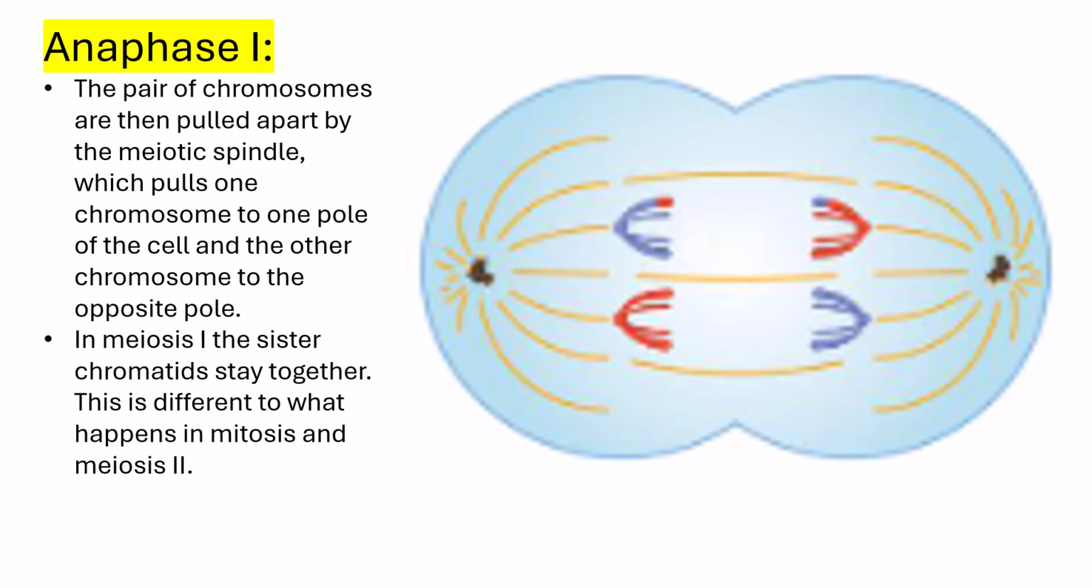Anaphase I, okay. The pair of chromosomes are then pulled apart by the meiotic spindle, which pulls one chromosome to one pole of the cell and the other chromosome to the opposite pole. In meiosis I, the sister chromatids stay together. This is different to what happens in mitosis and meiosis II. The sister chromatids stay together in anaphase I, in meiosis I.